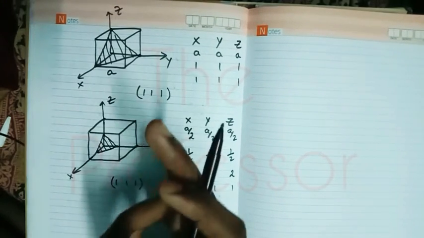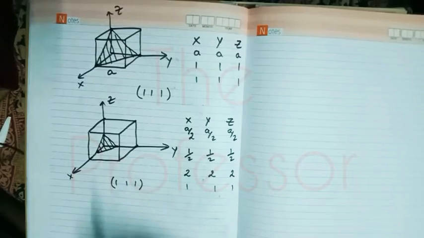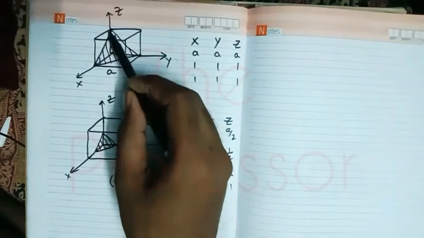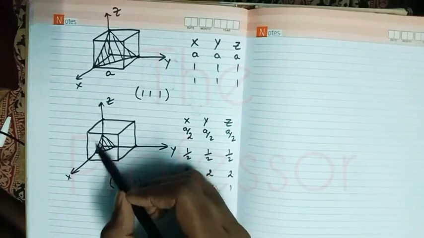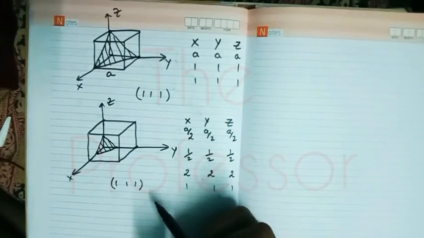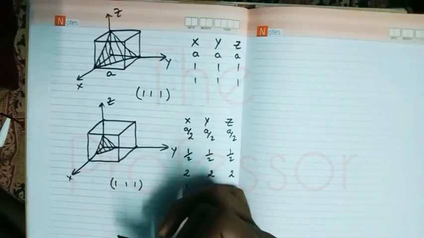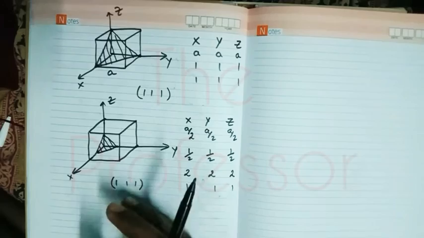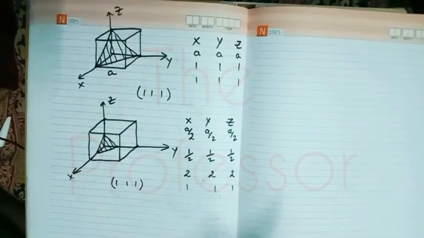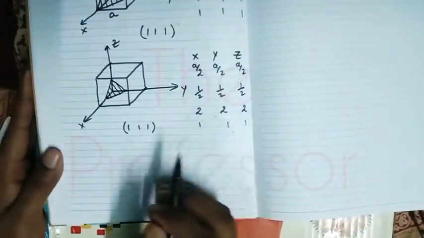Now there is one very interesting thing happening here: the Miller indices for this plane is (1 1 1) and the Miller indices also for this plane is (1 1 1). Now why is it happening? This is happening because these two planes are parallel to each other. That is why their Miller indices are the same. Now let us take one more example.